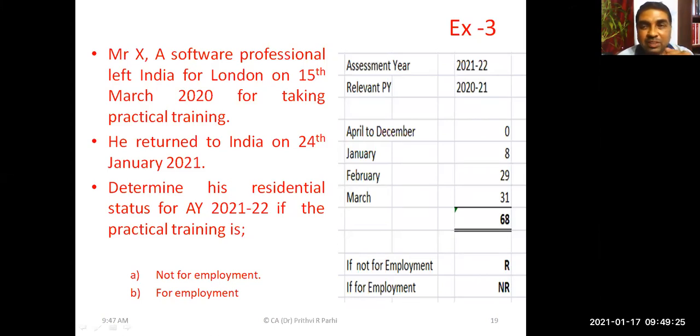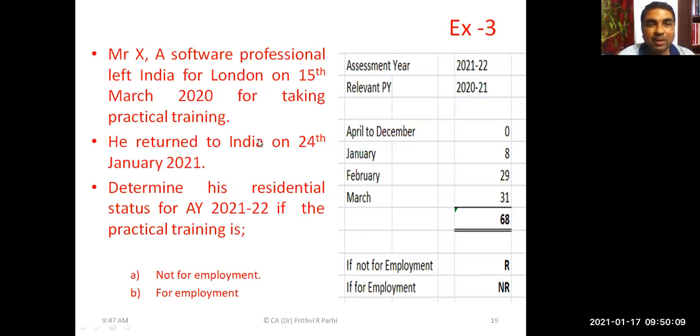So in this case, you have to check only the first condition. If it is not for employment, then he is resident. If it is for employment, then it is non-resident. But if not for employment, why resident? Because he has stayed 60 days. If it is for employment, it needs to be read as 182 days. So on the basis of the first condition, if it is for employment, then we have to see 182 days. Therefore, he has not stayed, therefore he is non-resident.